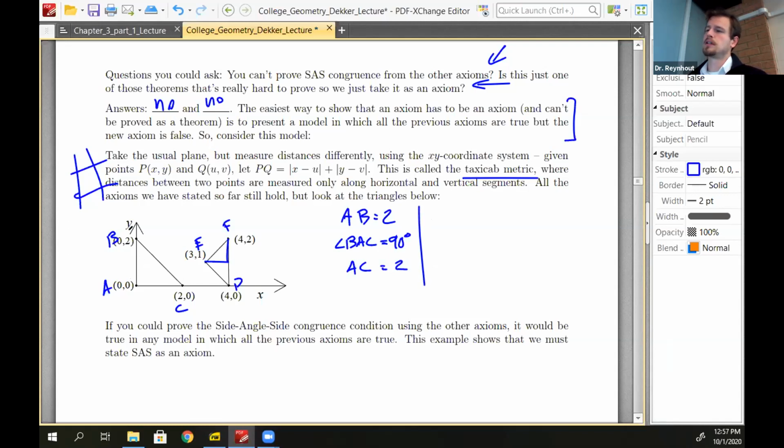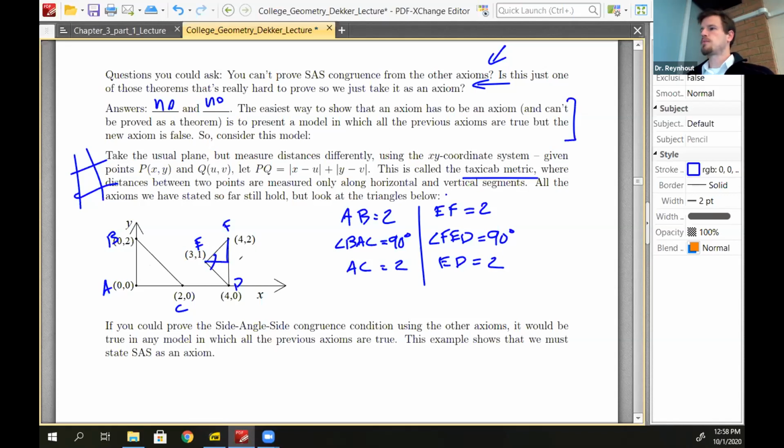So we have this triangle, call it BAC. That would be fine. And then here, if we look at the distance from E to F, that distance is 1, 2, because we're using the taxi cab metric. The angle at E, this angle is 90 degrees, so angle FED. And the distance from E to D is over 1, down 1, so that distance is 2. So according to side angle side, if it were a theorem, these two things would be congruent. But these two triangles are not congruent, right? This one is larger than that one.